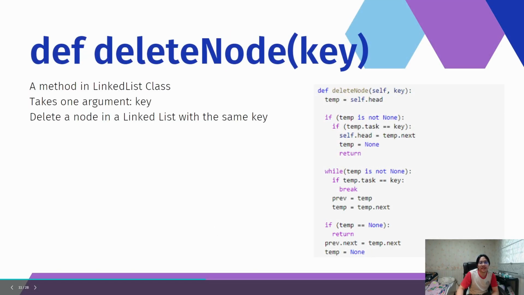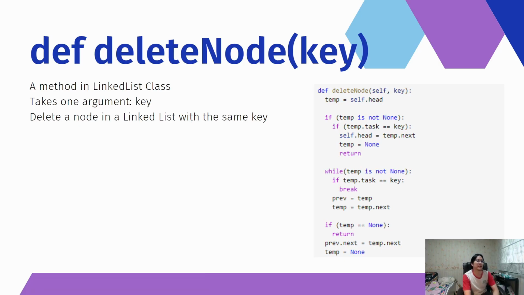The third one is the delete node function. It takes only one argument, which is the key. The key is used to identify which node is going to be deleted if the key matches a node in the linked list.